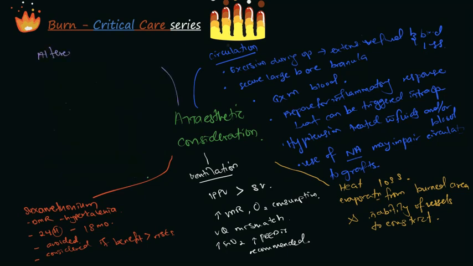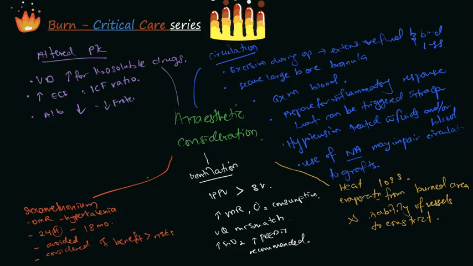Following major changes occurring in different systems following burn injury, there will be altered pharmacokinetics. Our volume of distribution will increase for water-soluble drugs, with increased extracellular fluid to intracellular fluid ratio. Albumin will be lost in the exudates, causing reduced protein binding. Metabolic rate will increase with temperature. All of this will alter the half-life of many drugs.